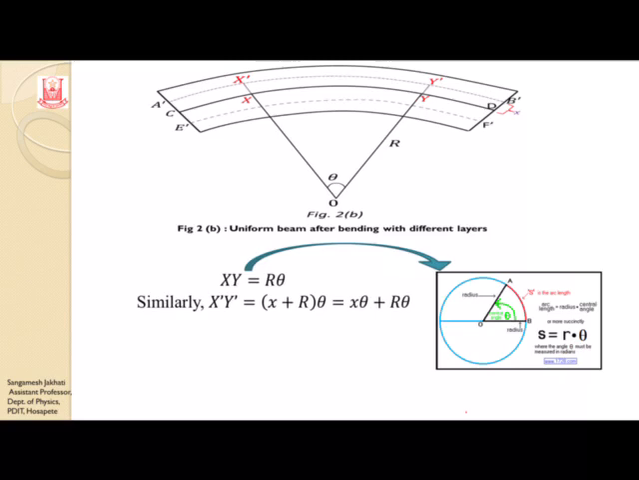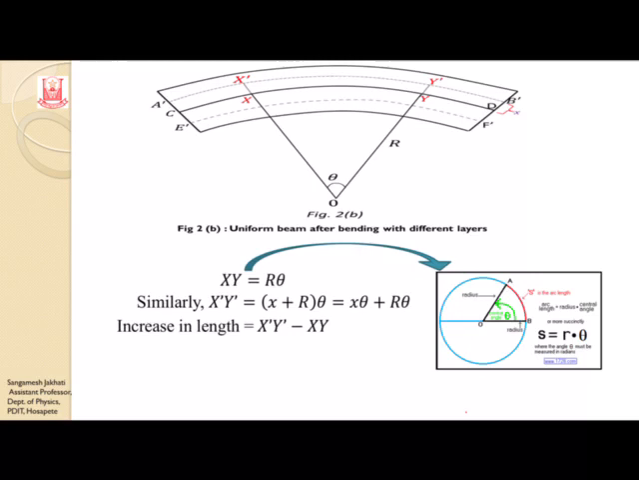If you distribute the theta to x and r, we will get x theta plus r theta. Now the increase in length is written as x dash y dash minus xy. This is the increase in the length that we are taking in the A dash B dash layer. In that layer, we can get the increase in length by subtracting the neutral surface length from the above length.